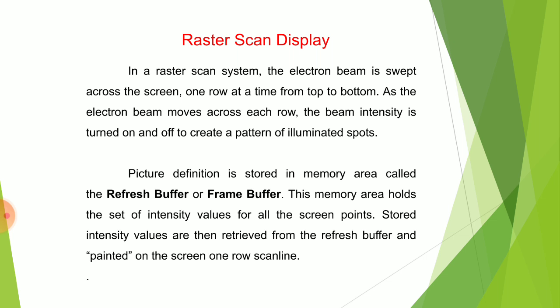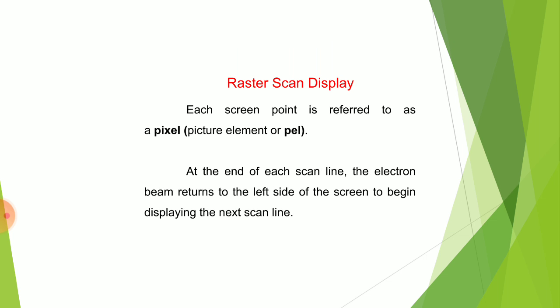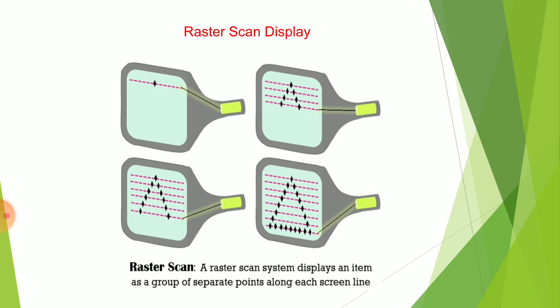Stored intensity values are fetched from that refresh buffer to set the intensity of the electron beam to create the picture. In raster scan display, each screen point is called a pixel or picture element. At the end of each scan line, the electron beam returns to the left side of the screen and begins the next scan line. In this picture, the electron beam visits line by line to create the triangle.